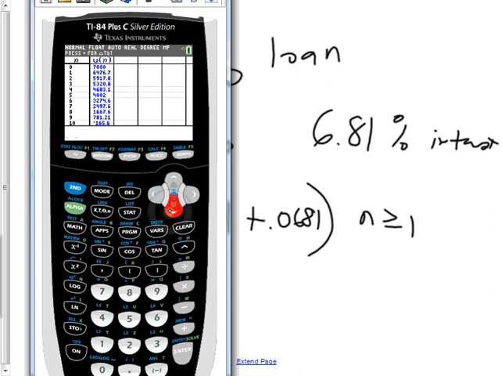How about this? After 9 years, is it paid off yet? No. Remember, you have to think of this as at the end of the 9th year. We still owe $781. Okay.